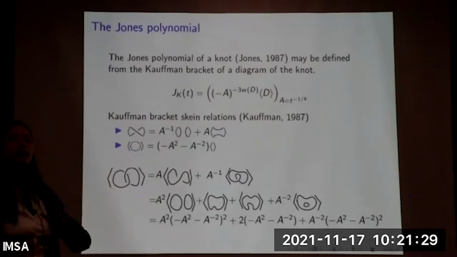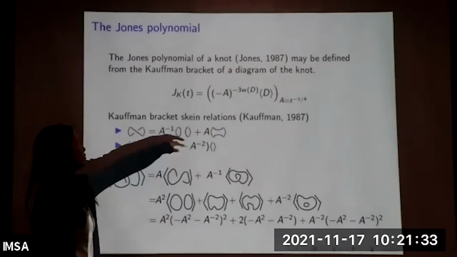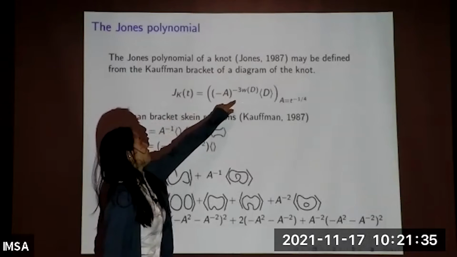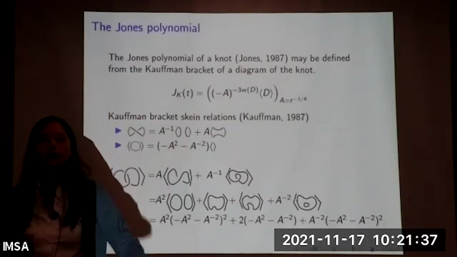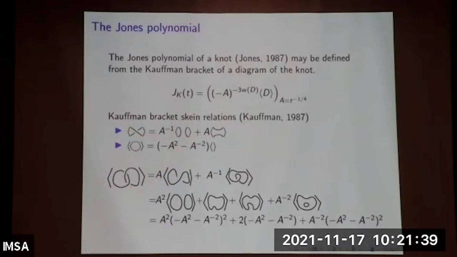There is an oriented state relation. That's a separate state relation. But for the Kauffman bracket, the orientation is kept track of. So does that mean if I just took a crossing and swapped the orientation, wouldn't that swap the A and A inverse? No, not actually.